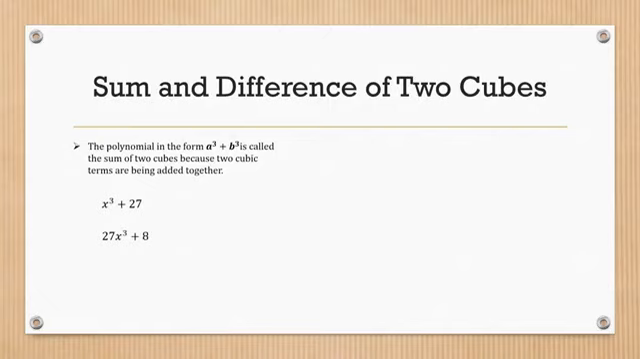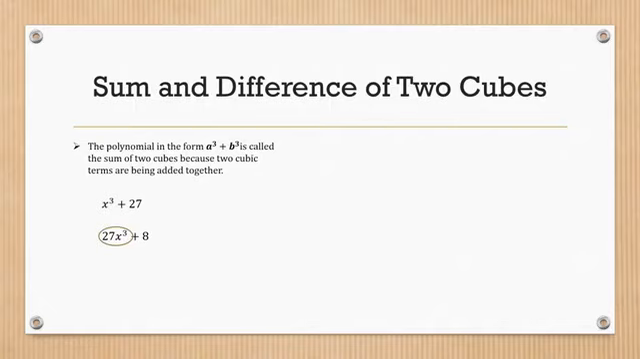27x cubed plus 8. Okay, the reason why I mixed the number and the variable is to let you know that a single term can be both a number and a variable. Unlike in my first example, where the first term was only a variable, x cubed, and the second term was only a number, 27. This time, in the second example, a term can be both a number and a variable. So it is still allowed as long as both are perfect cubes.